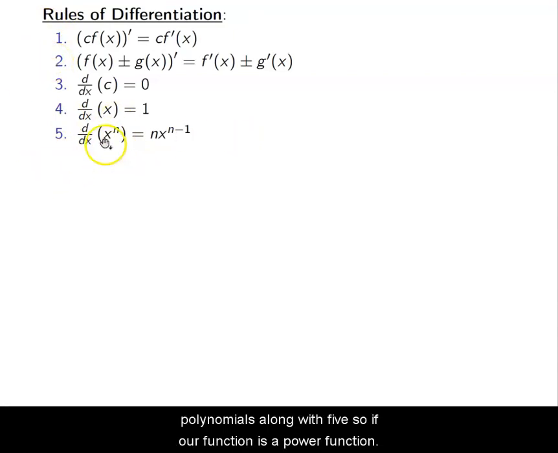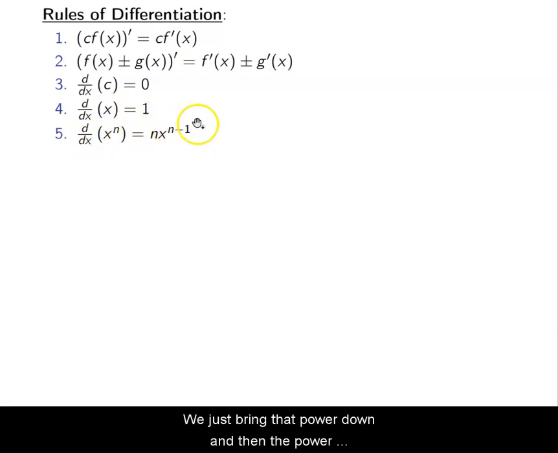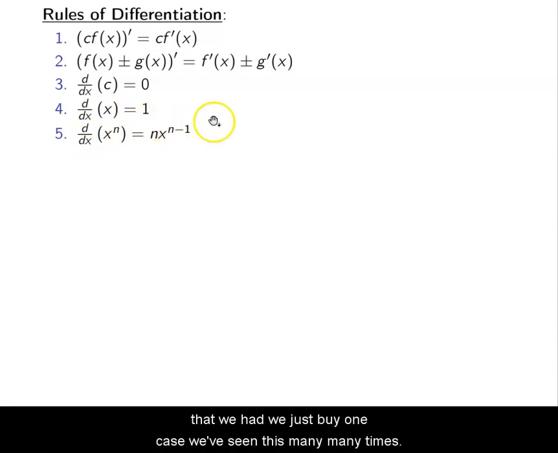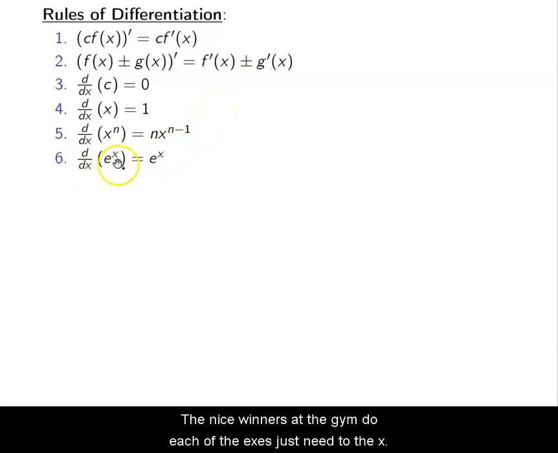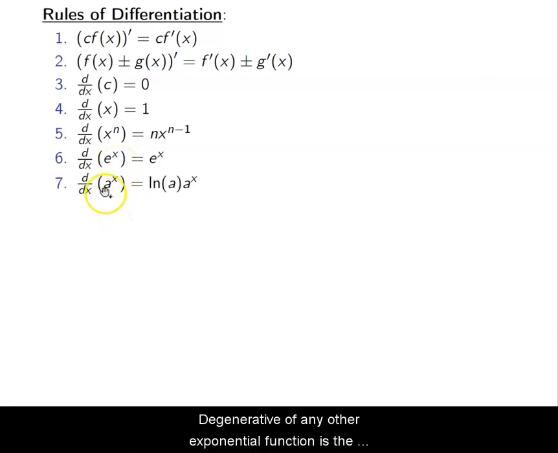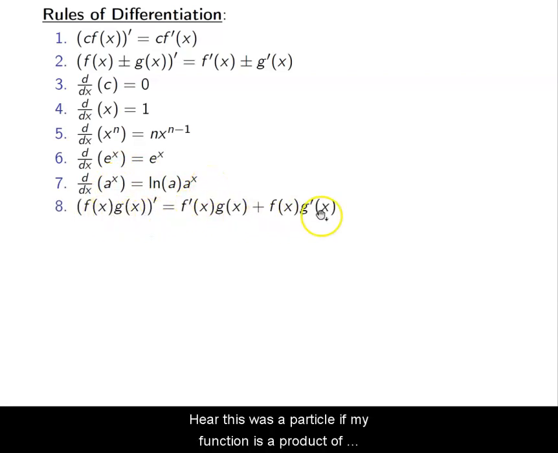If our function is a power function, a variable to a power, we just bring that power down and the power that we had reduces by 1. We've seen this many times so far. The next one is that the derivative of e to the x is just e to the x. The derivative of any other exponential function a to the x is the natural log of that base times that standard function, a to the x. Here, this was our product rule.